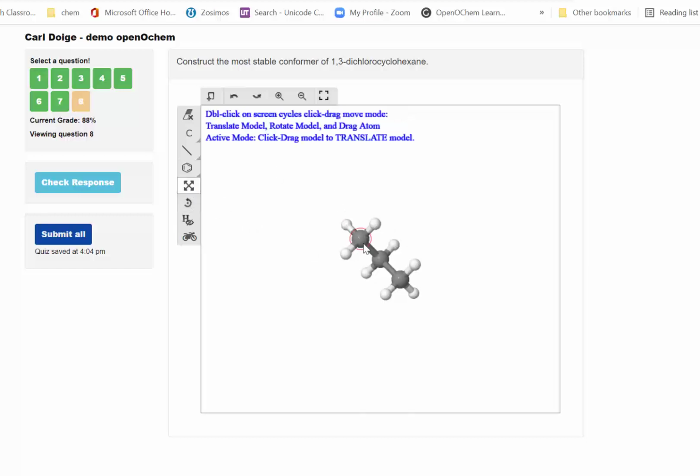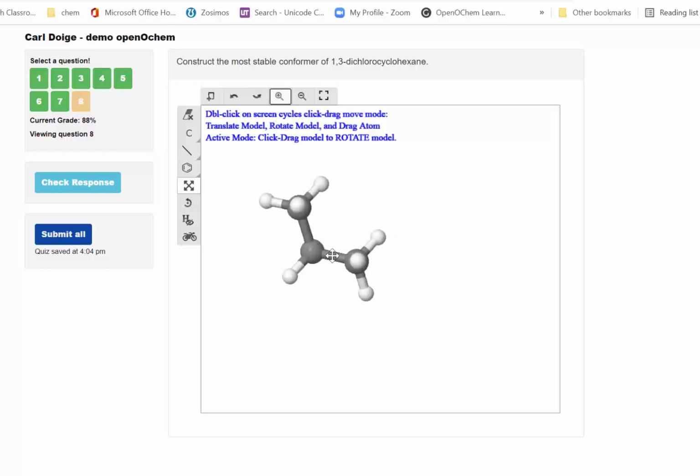And now I can translate the molecule. In other words, I can move it like this. If I double click on this screen, I can rotate the molecule so we can see a little bit better. We can also enlarge so we can see the molecule in a better fashion.